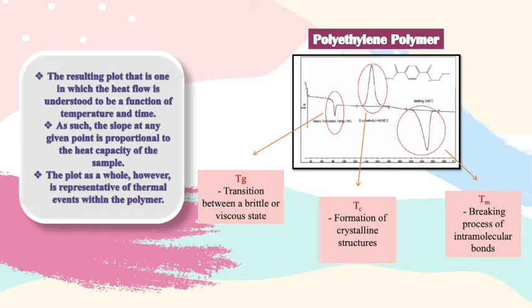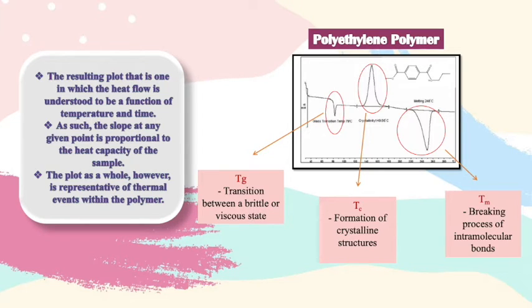The first circle is the glass transition temperature, Tg, which is the transition between a brittle and a viscous state. The second circle is the crystallization temperature, Tc, which is the formation of crystalline structures. The third circle is the melting temperature, Tm, which is the breaking process of intermolecular bonds.